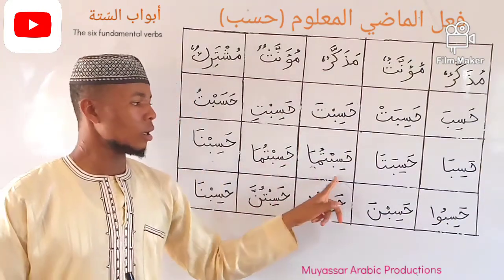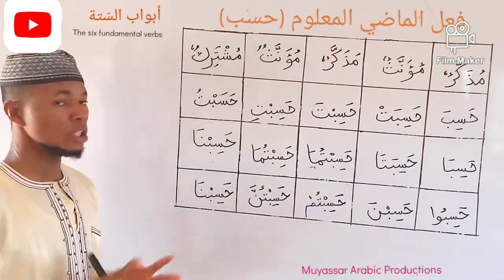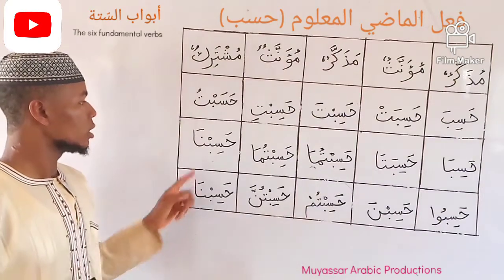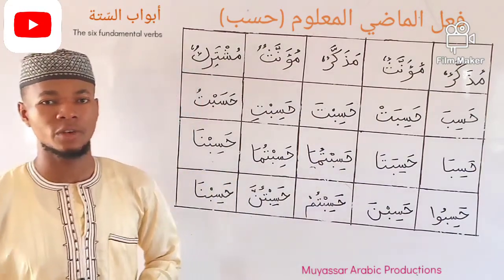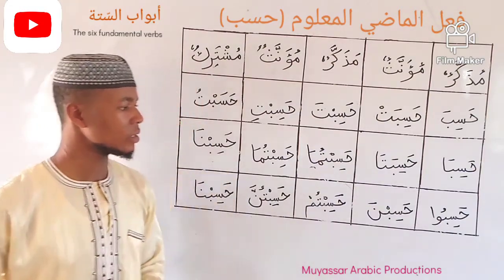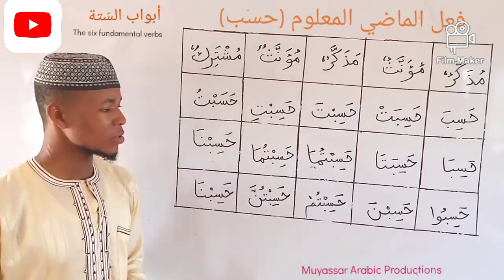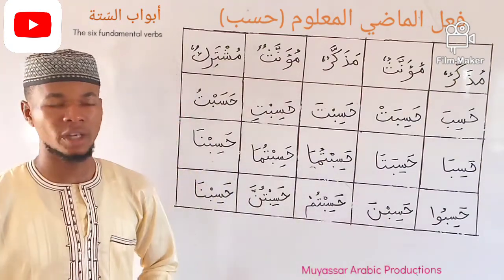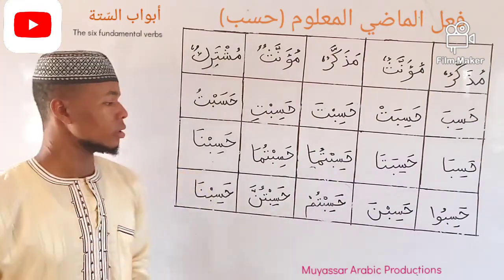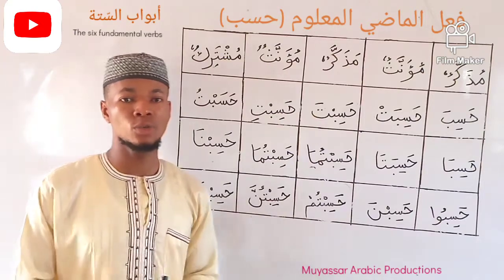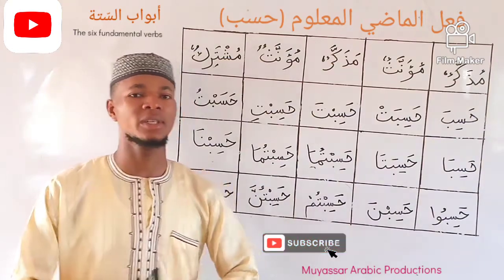Meaning here, the verb husibtuma can be used for both the male and the female. Meaning both of you were counted. Now, the next will be husibna, meaning we were counted, for the masculine gender and the feminine gender. Then the next will be husibu, meaning they were counted, for the masculine gender. Husibna, they were counted, for the feminine gender. Husibtum, meaning you were counted, that is plural, for the masculine gender. Husibtunna, you were counted, for the feminine gender. Husibna, meaning we were counted.